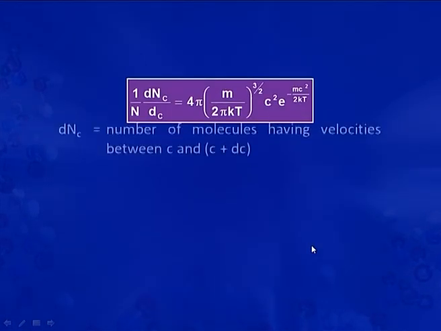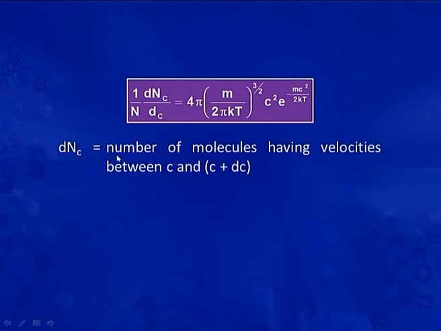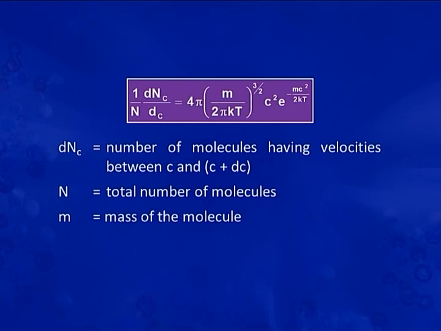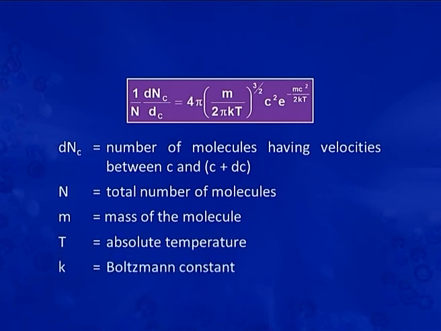Here dNc is the number of molecules having velocities between c and c plus dc, and N is the total number of molecules, m is the mass of the molecule, T is the absolute temperature, and k stands for Boltzmann constant. In the next lecture, we will discuss 3 different types of molecular velocities: most probable velocity, root mean square velocity, and average velocity.